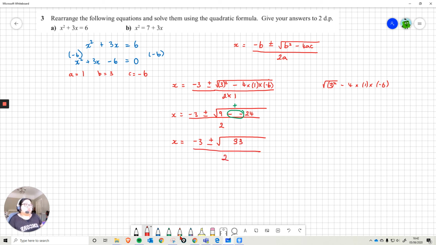And that'll be my quadratic calculation ready to work out. And then I will pop it into the calculator. So my first answer will be 1.37. And the second x value, that will be minus 4.37 to 2 decimal places. Hope this video helps.